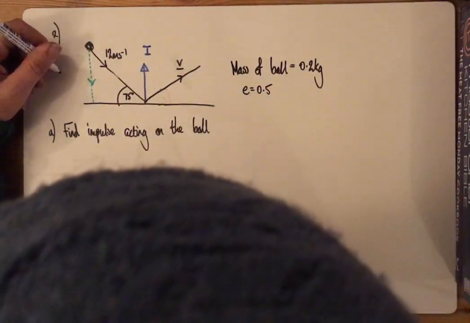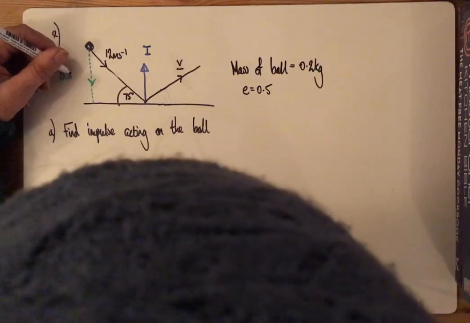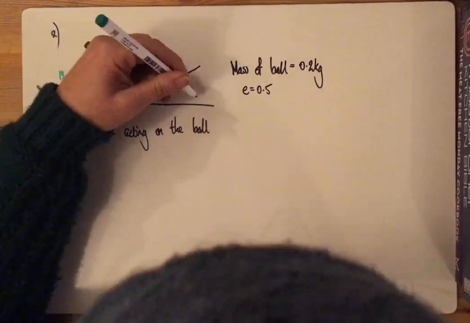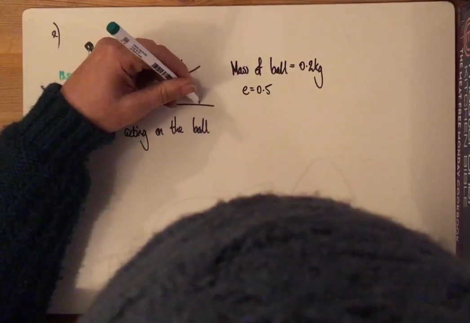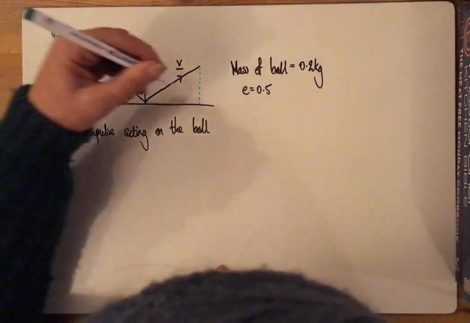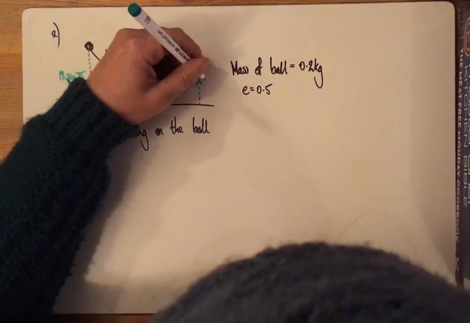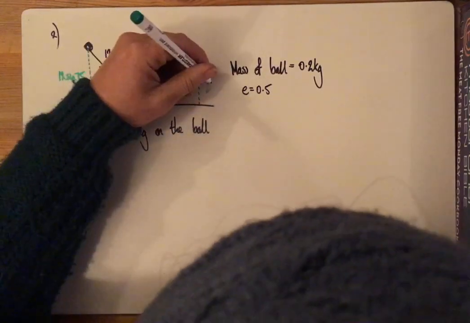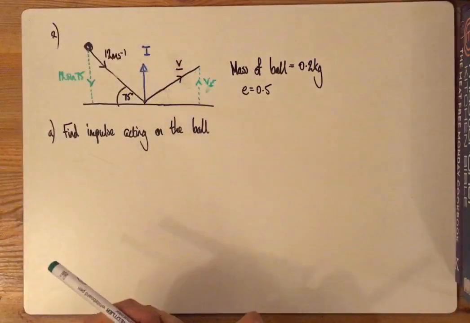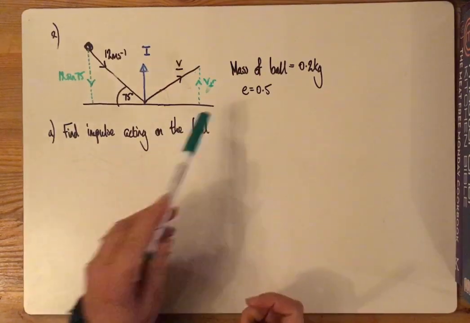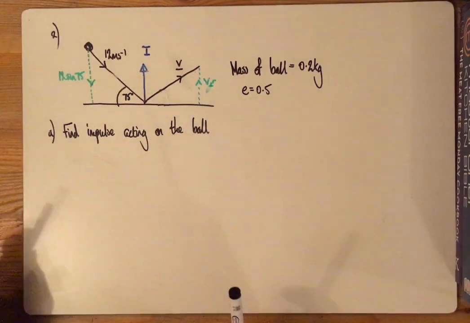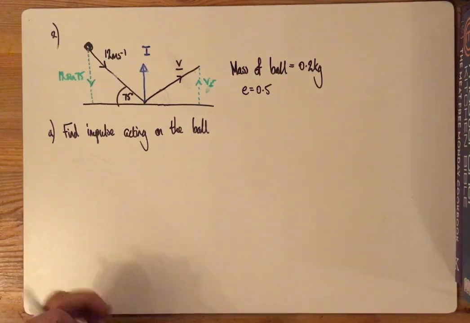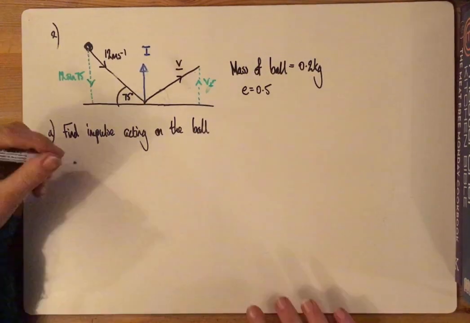And so if you think about your components acting down this way, we've got 12 sine 75. And then acting up this way, we need to work this one out, but I'm going to call that v perpendicular, but you can call it what you want. And we can use restitution to get to this. So coefficient of restitution, speed of separation over speed of approach.